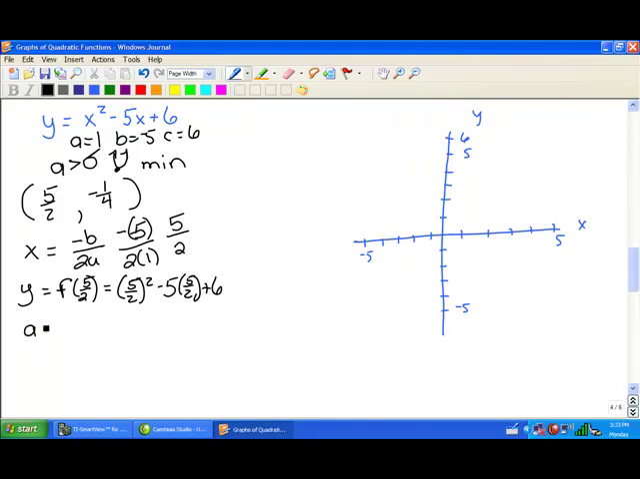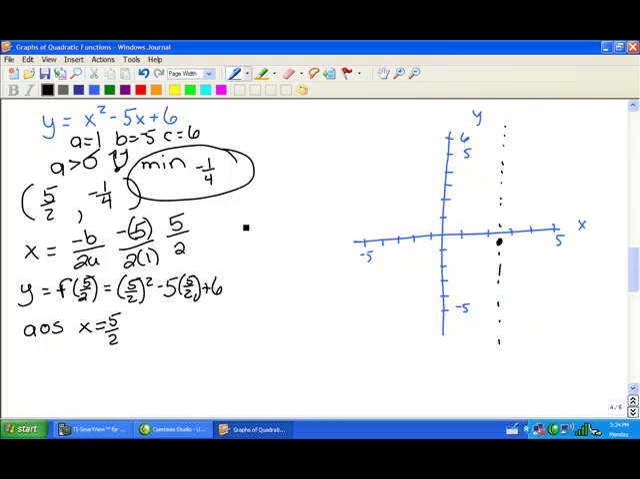Remember, your x value is used in your axis of symmetry. So x equals 5/2. Your y value is actually going to be the minimum of negative 1/4. Plotting that on the graph, 5/2 is 2.5, negative 1/4. Axis of symmetry is x equals 5/2.